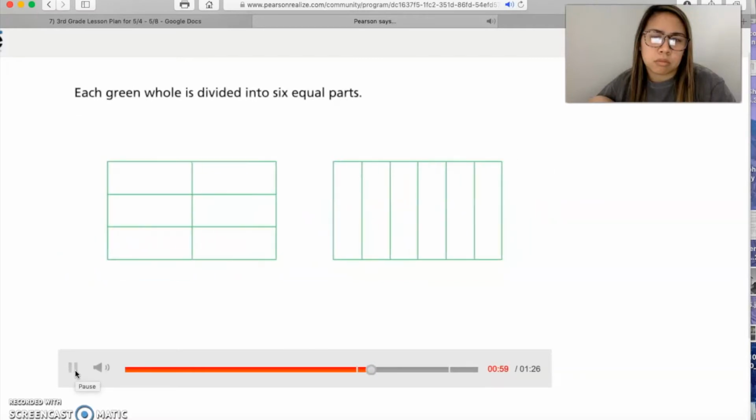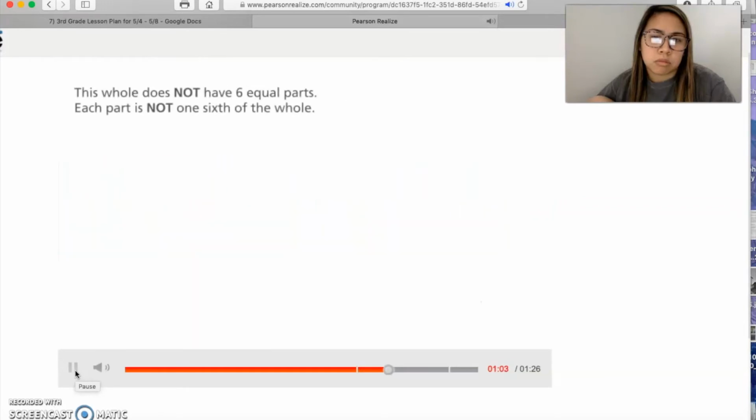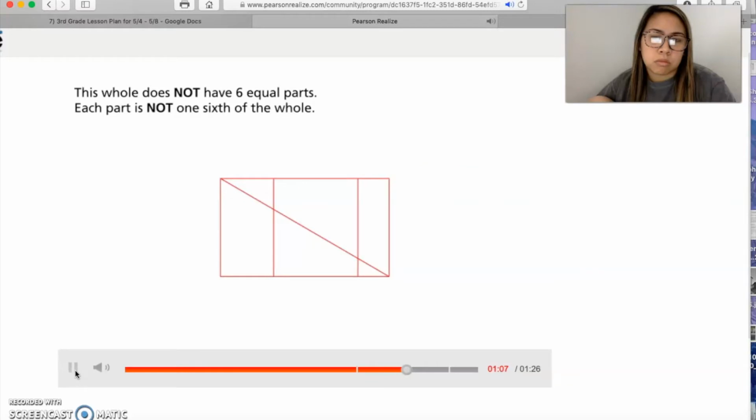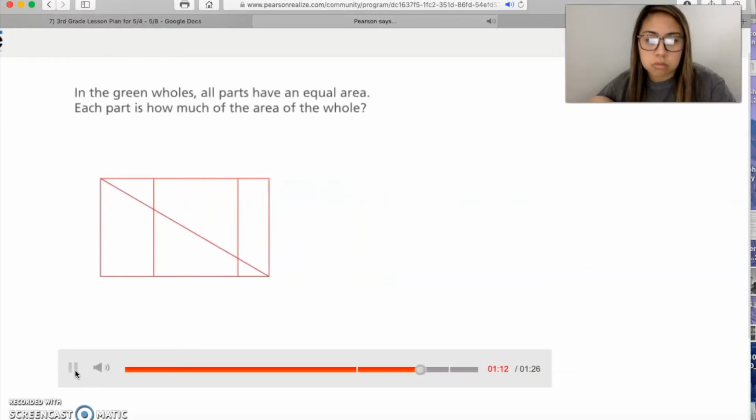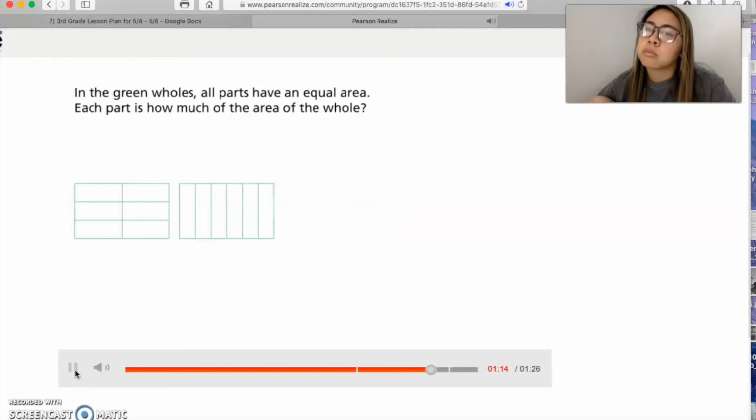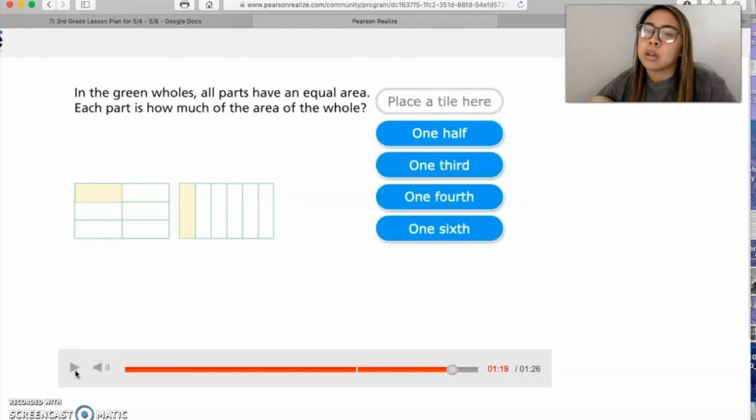Each green whole is divided into 6 equal parts. This whole does not have 6 equal parts. Each part is not 1/6 of the whole. In the green wholes, all parts have an equal area. Each part is how much of the area of the whole? Okay, so select your answer.